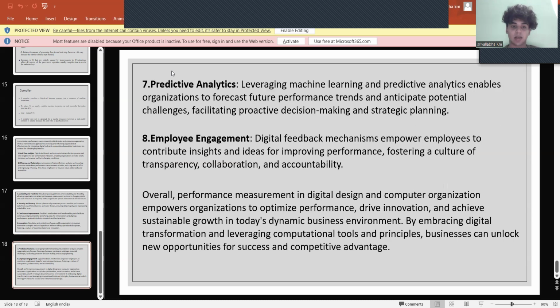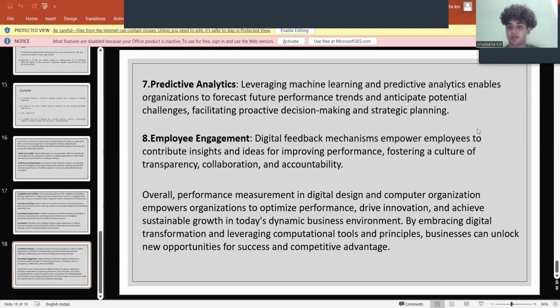The next is predictive analytics. Leveraging machine learning and predictive analytics enables organizations to forecast future performance trends and anticipate potential challenges, facilitating proactive decision making and strategic planning. Employee engagement.